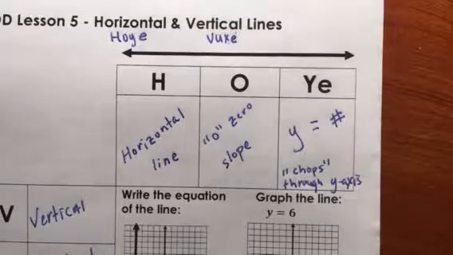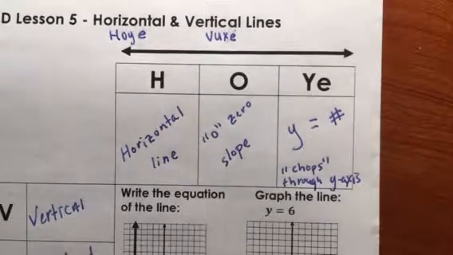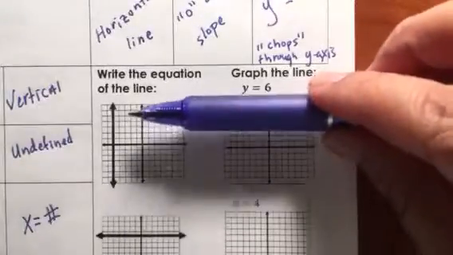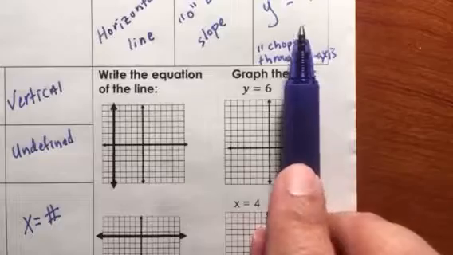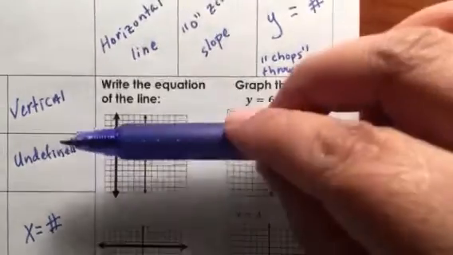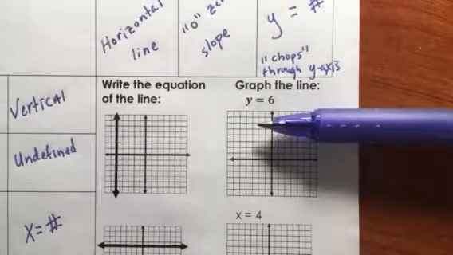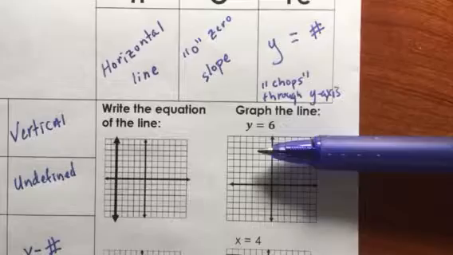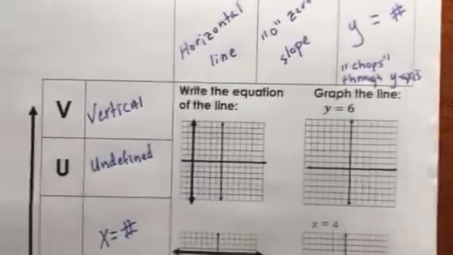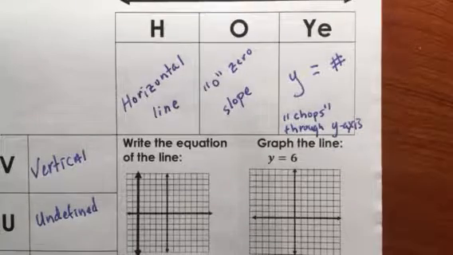Now when you think y equals a number, you gotta look at what axis it's chopping through. So if the line's going this way, it's chopping through the y-axis. If it goes this way, it's chopping through the x-axis. So you see how that's chopping through the x-axis? I'm sorry, the y-axis. That's why we say that it's y equals the number. And let me leave that there for a second for you to copy that down.